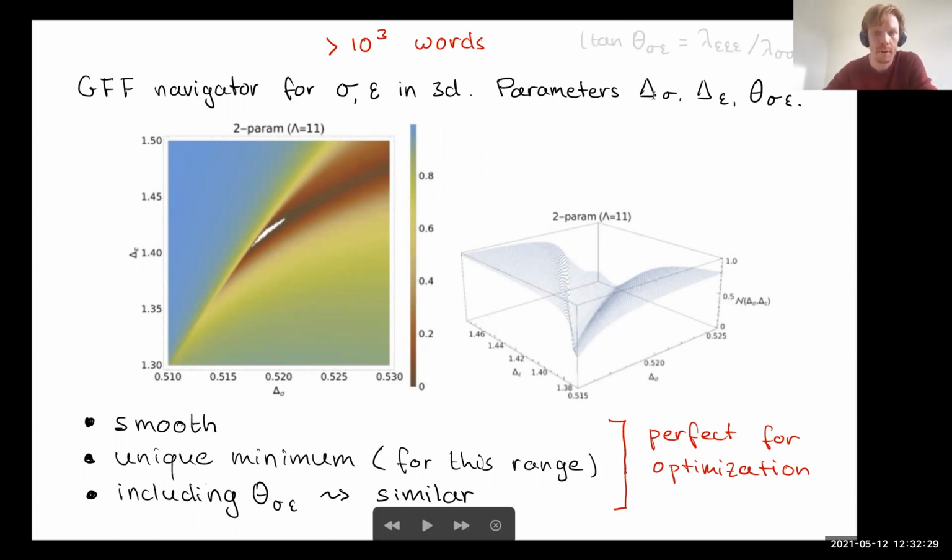So the parameters are delta sigma, delta epsilon, and an OPE angle, theta delta sigma epsilon, and it is defined like so. So it's just the ratio of these OPE coefficients. So that's the angle I was talking about before. And this is the generalized free field navigator. So you add a couple of blocks corresponding to the generalized free blocks that are relevant in this, that lie below the gaps. And then you find a function that looks a little bit like this.